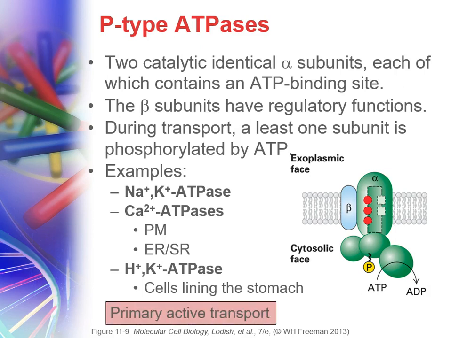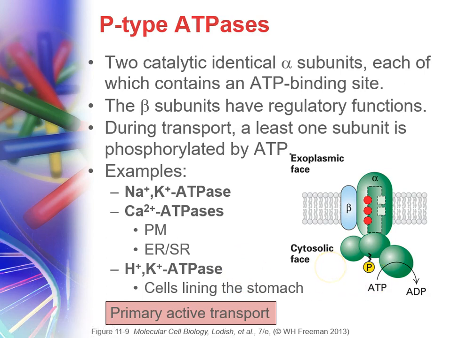And here are some examples of P-type ATPases. So the sodium-potassium ATPase you've seen before. The calcium ATPases, they are involved in the plasma membrane, the endoplasmic reticulum, and the sarcoplasmic reticulum. And those of you who are with me in nutrition, we talked about the hydrogen-potassium ATPase. This is the ATPase that allows the stomach to secrete hydrochloric acid, which we need in the digestion process.